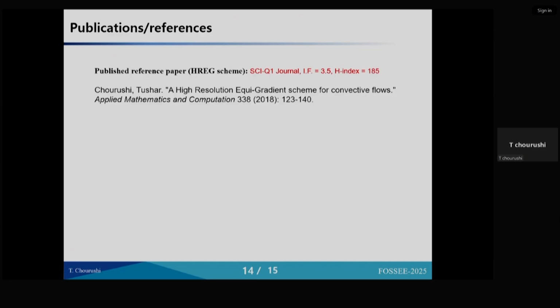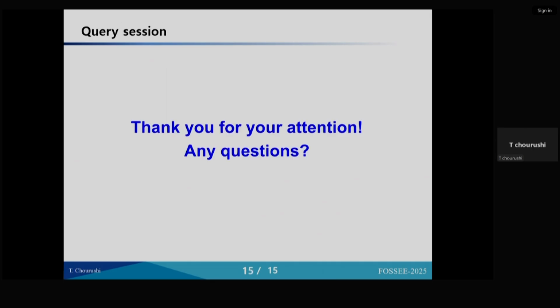If you want to read the paper, the majority of the results are taken from it. I published this paper in 2018, wherein I presented one scheme which is now known as the EREC scheme. I welcome any questions from the audience.